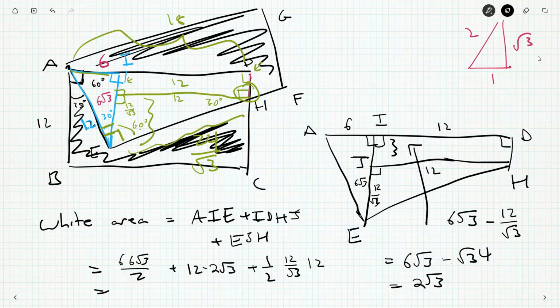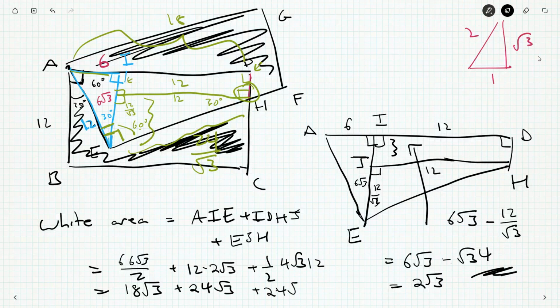Okay. So 6 times 6, 36 divided by 2 is 18 root 3. We get 24 root 3 here. And once again, I'm going to convert my 12 over root 3 into 4 root 3, which I already did over here. And so half of 4 is 2, so we get 2 times 12, another 24 root 3. And 24 plus 24 is 48, plus 18, well, plus 10 is 58, plus another 8 is 66 root 3. Okay? So the white area was 66 root 3.